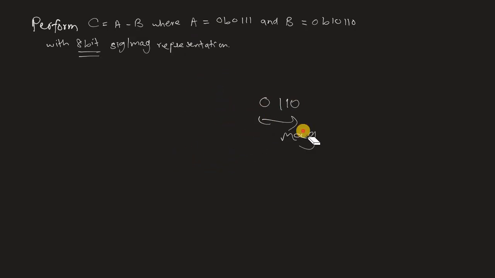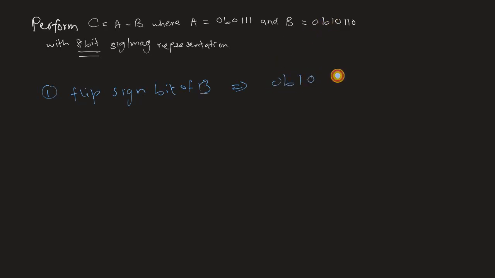So this is your first step. So the first step is to flip the sign bit of b. So in this case we have 0b 1 0 1 1 0, okay. So just forget the 0b because the numbers are only this one. So we're flipping this, so we're making this into a 0, okay.